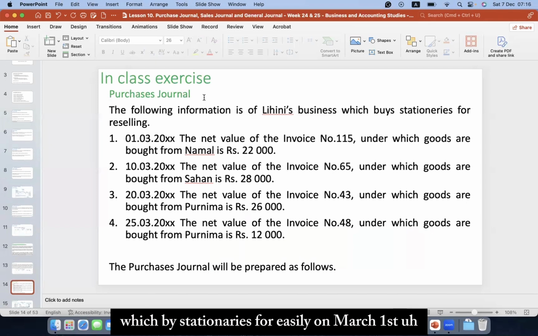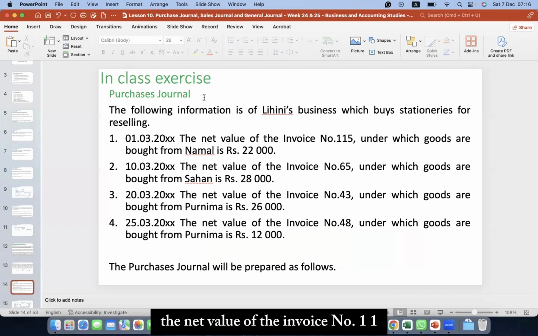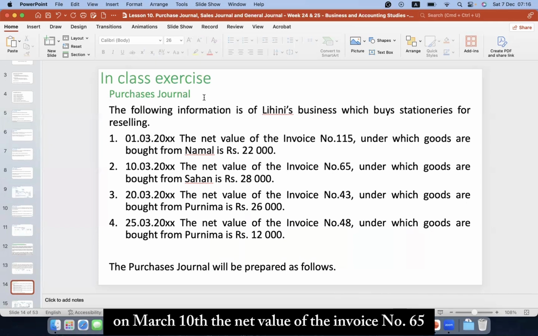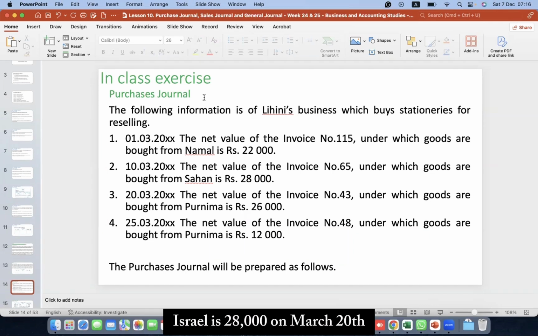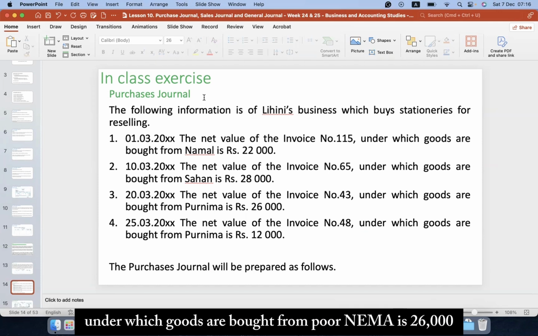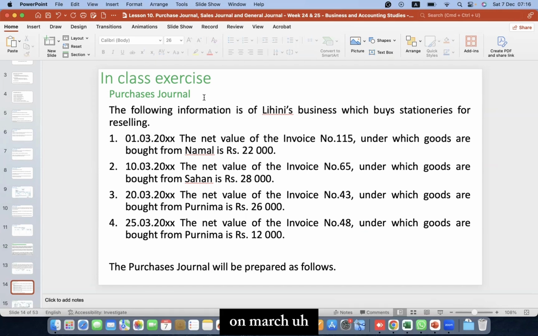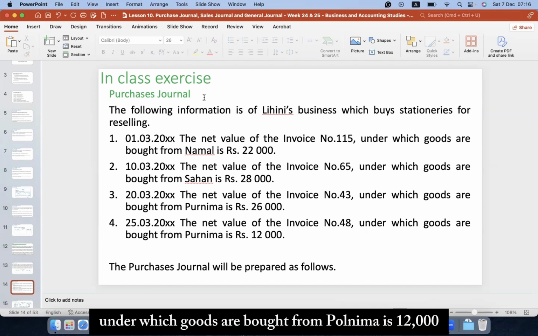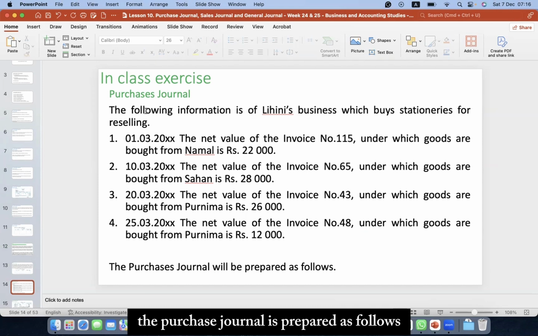On March 1st, the net value of the invoice number 115 under which goods are bought from Normal is 22,000. On March 10th, the net value of the invoice number 65 under which goods are bought from Sahan is rupees 28,000. On March 20th, the net value of the invoice number 43 under which goods are bought from Purnima is 26,000. On March 25th, the net value of the invoice number 48 under which goods are bought from Purnima is 12,000. The purchases journal is prepared as follows.